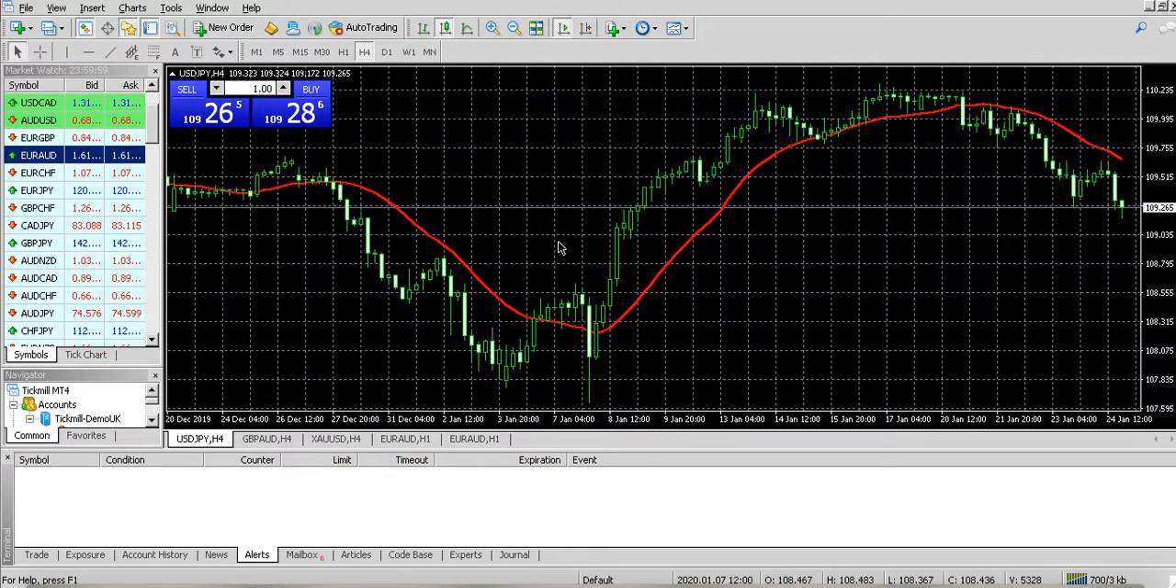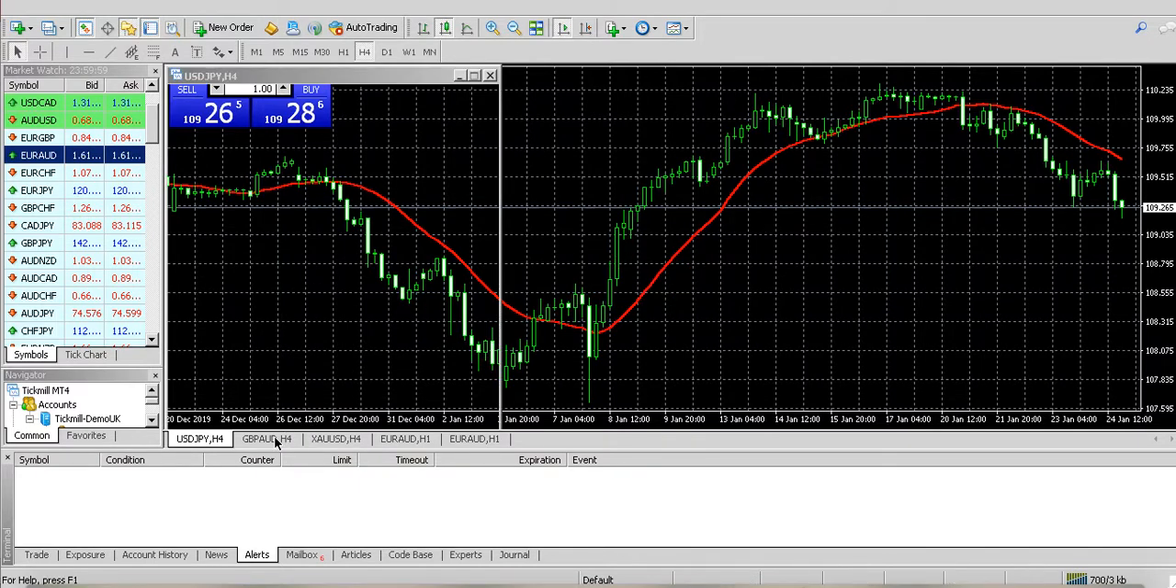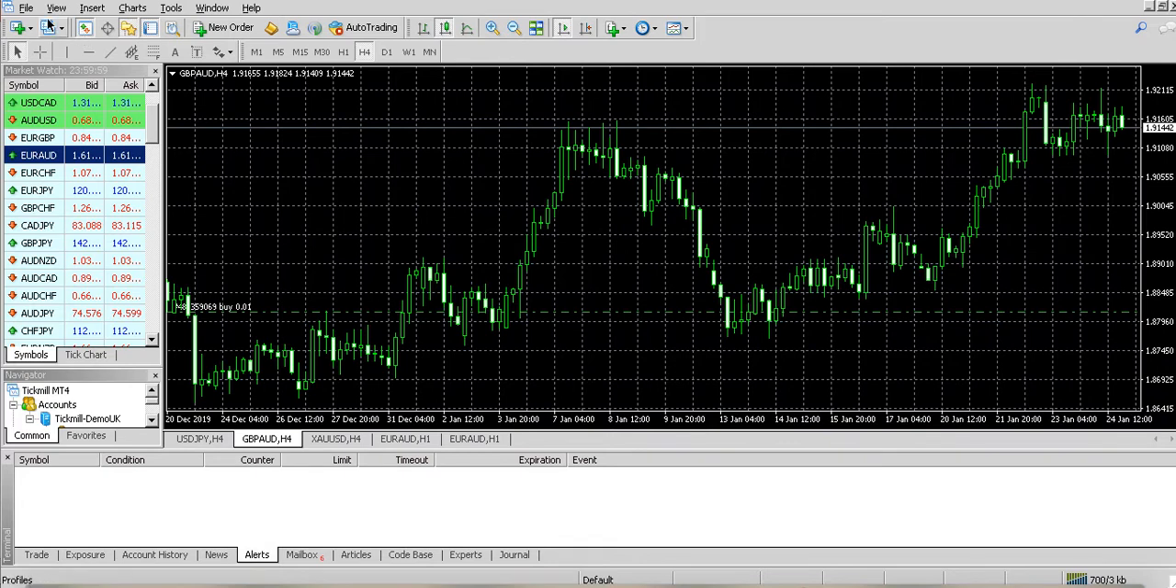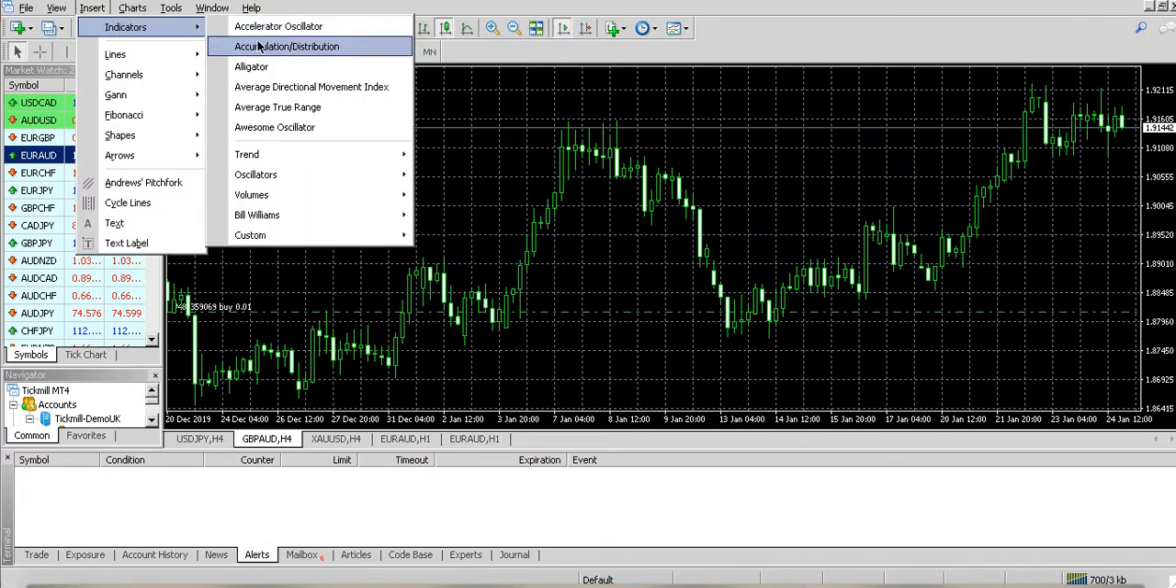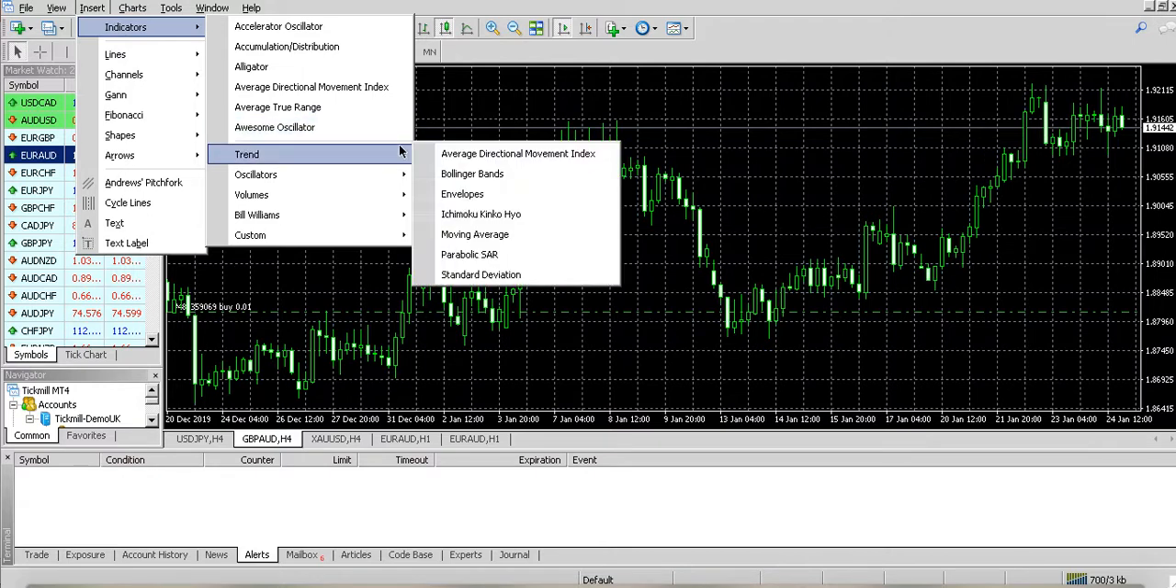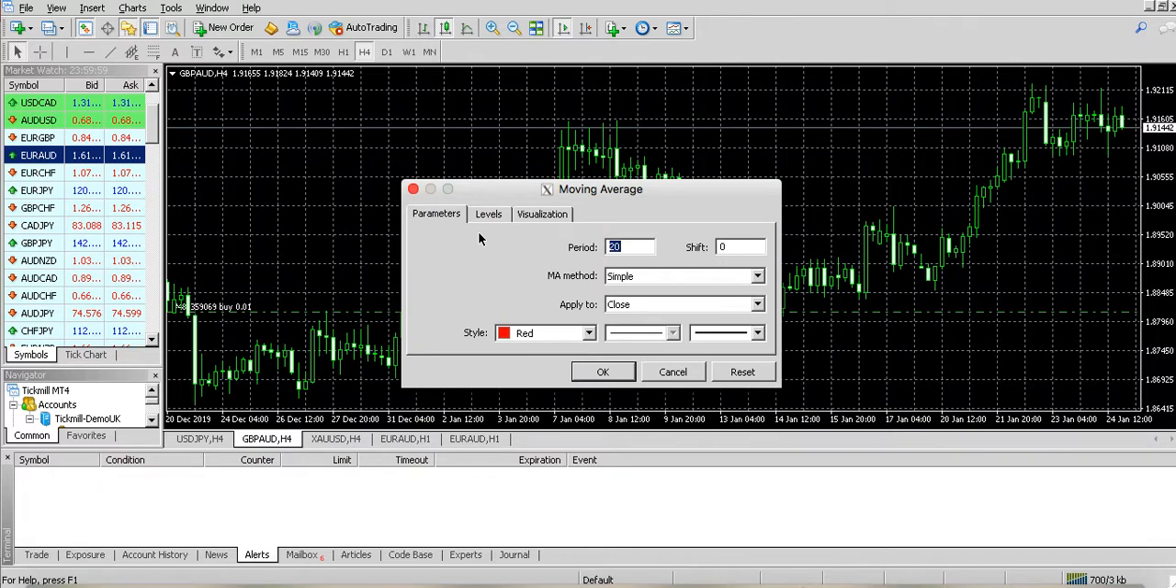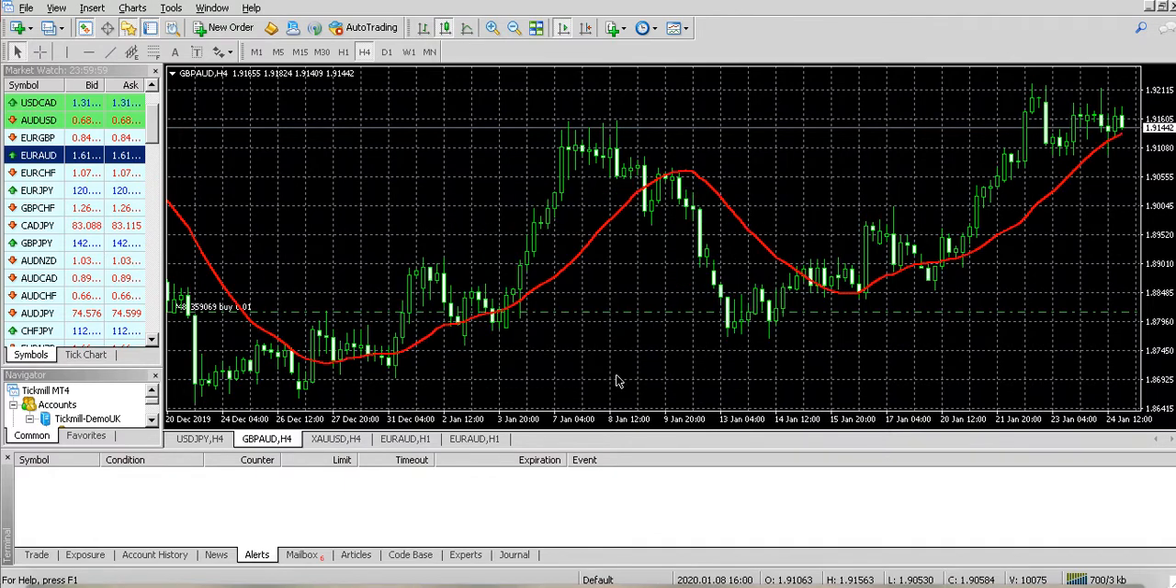Okay, guys, let's have a look at one more. So go to GBP AUD. We're going to insert indicators, trend, moving average. Now, guys, even though I'm explaining to you how to trade Forex, this doesn't just only work on Forex.